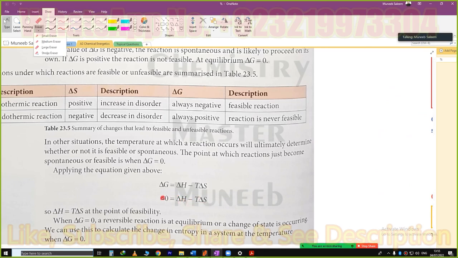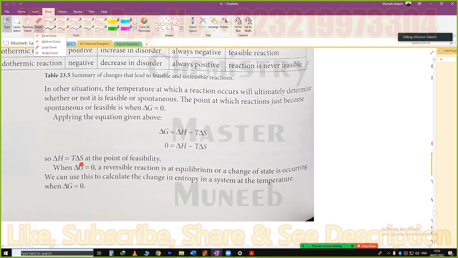Shift this term to the left side, you get delta H is equal to T delta S. It is the point of feasibility. Point of feasibility has this equation. And when do you get this, delta G is equal to 0? When delta G is equal to 0, a reversible reaction is at equilibrium or a change of state is occurring.